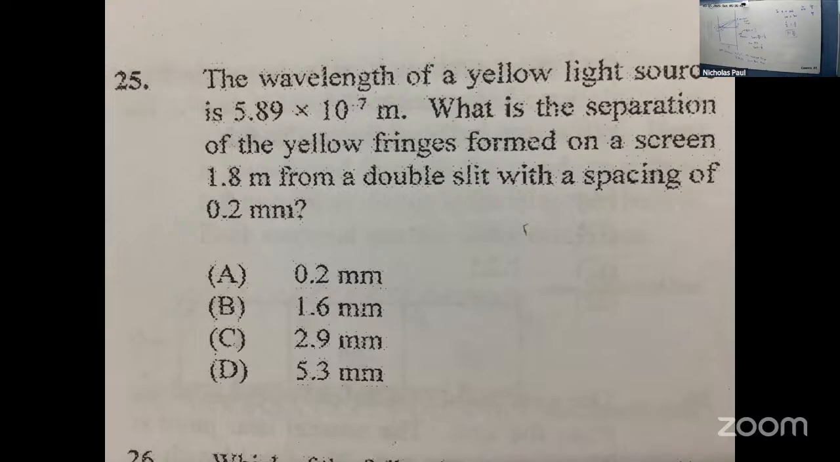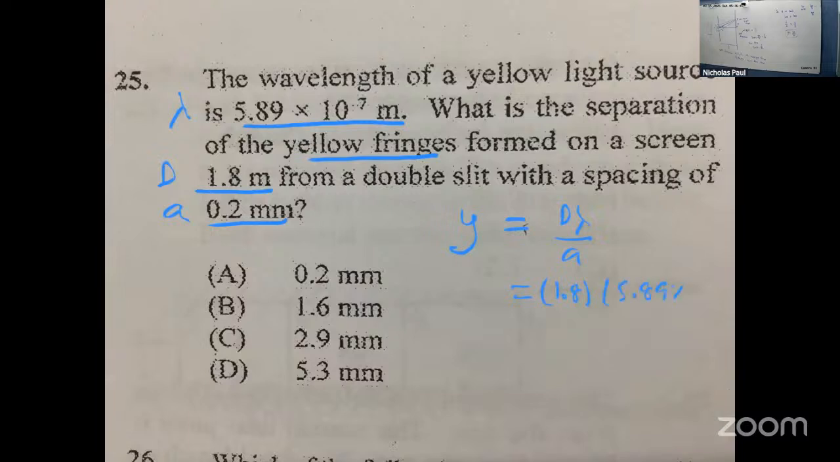Right, what did you all get? What they gave us here is the wavelength. What is the separation of the yellow fringes? So what is Y? They give you the separation of the screen, that's D, and the spacing, which is A. So the formula we're using is Y is equal to D lambda on A. So that is 1.8 by 5.89 by 10 to the minus 7, all over 0.2 by 10 to the minus 3.